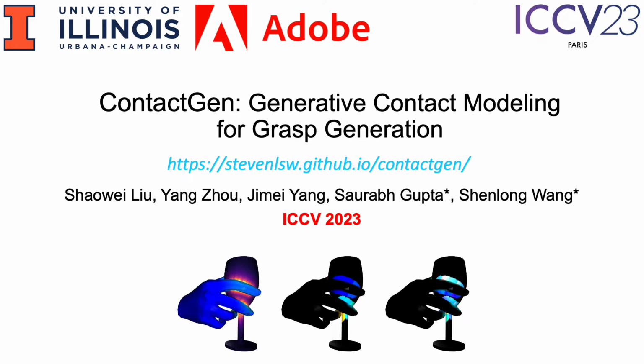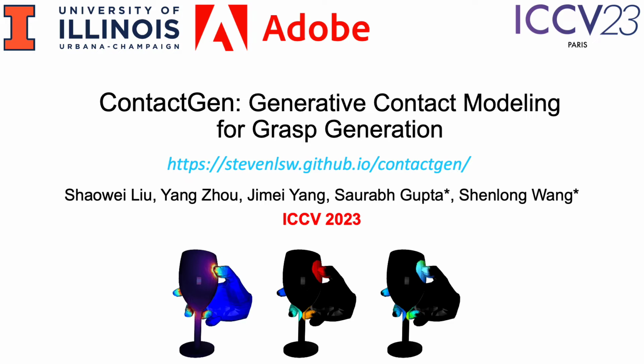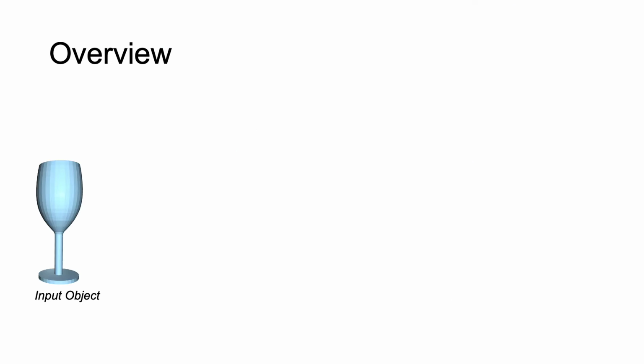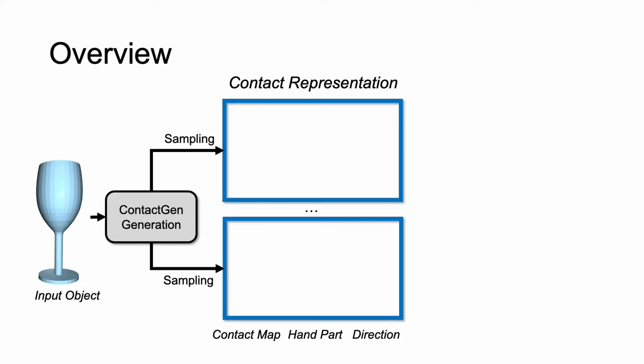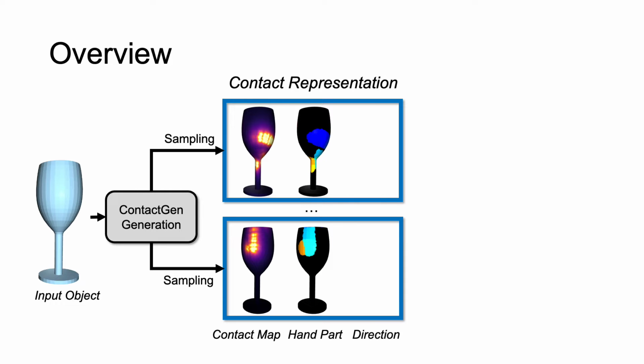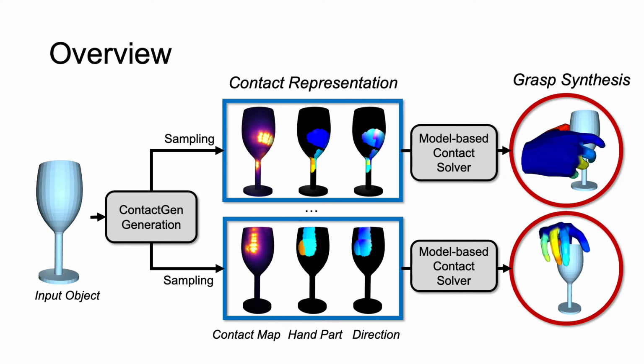In this video, we present ContactGen, generative contact modeling for grasp generation. The paper presents a novel contact representation for hand-object interaction. We applied a learned representation to grasp synthesis. The task refers to generating a natural human hand to grasp the object. We demonstrate the process of generating contact representations from a generative model and inferring the underlying grasp via model-based optimization.